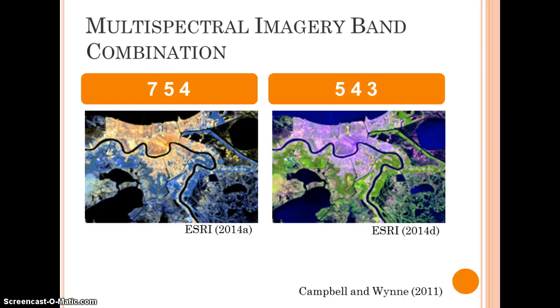A fourth common band combination is 543, in which healthy vegetation appears from bright green to dark green, and soils are depicted in mauve, tan, and brown. Esri 2014d. Band combination 543 is often used in, quote, "timber management, infestation detection and management, and crop monitoring."